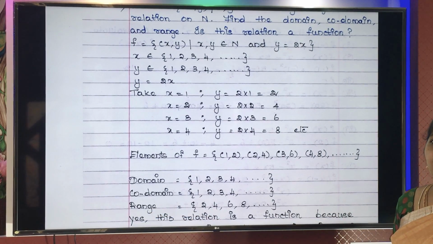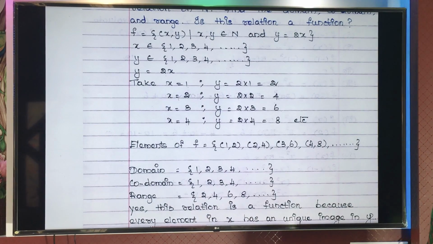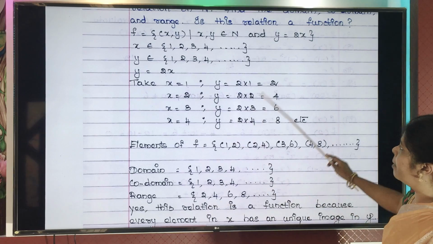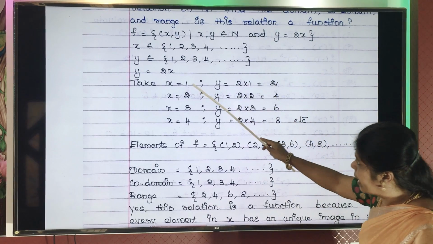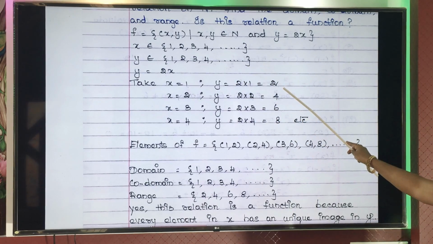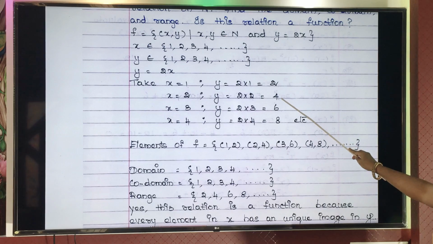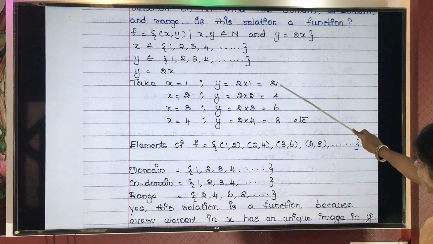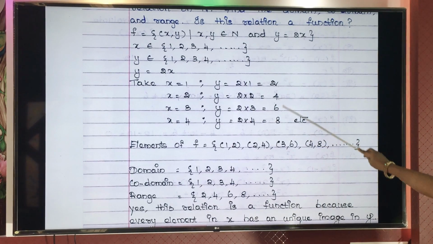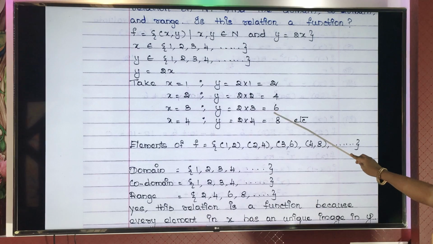Now the question is range. For range we all know only the mapped elements can become the range. So what are all the mapped elements here? When x was 1, 1 was mapped to which element? 2, isn't it? Similarly 2 was mapped to the element 4. So only these elements, the output elements, can become the range. So what are they? 2, 4, 6, 8.